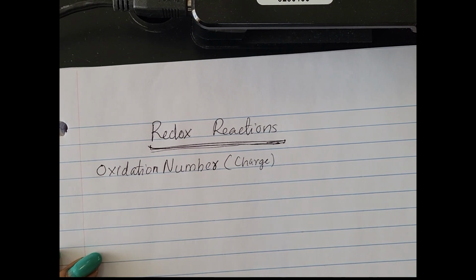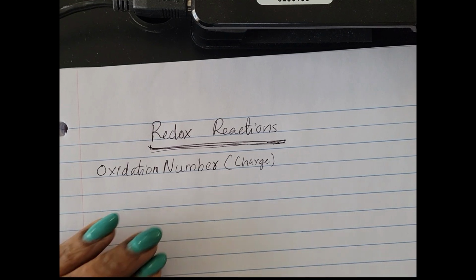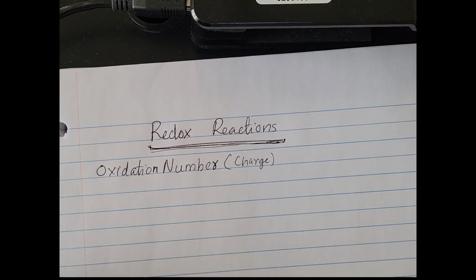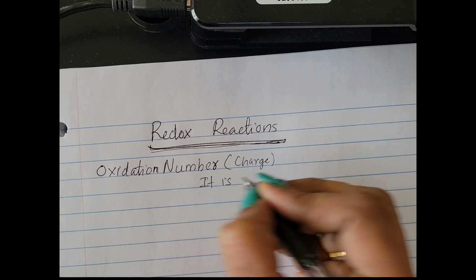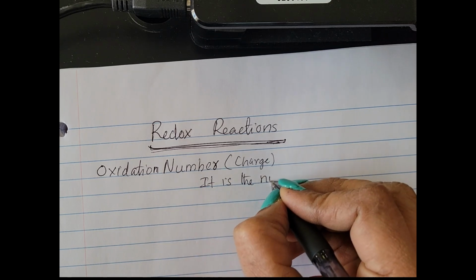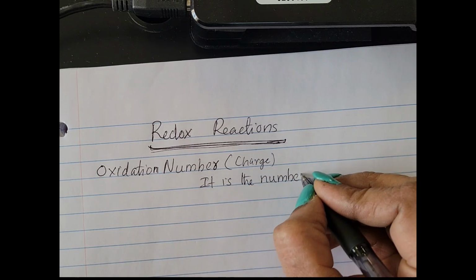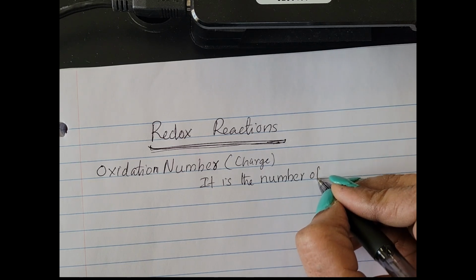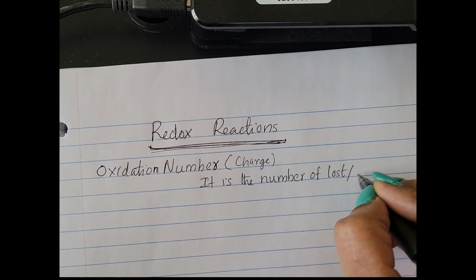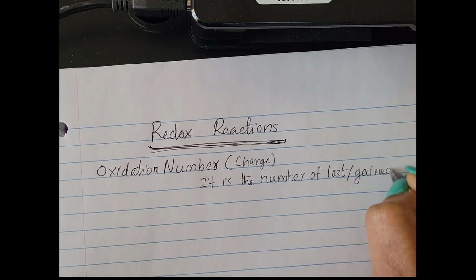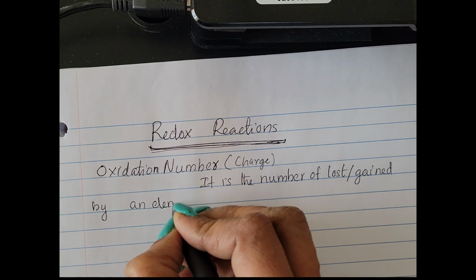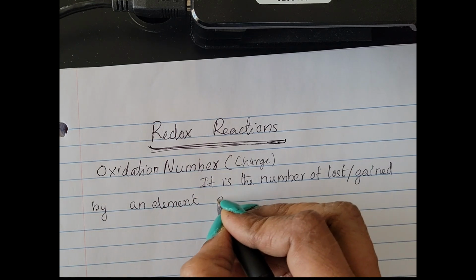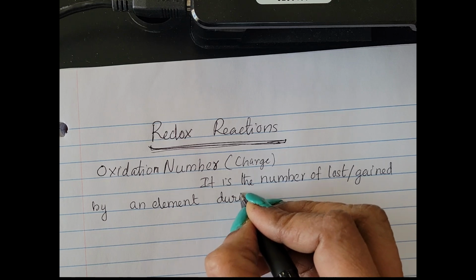Okay, oxidation number means it is the number of electrons lost or gained during a reaction. Write that. It is the number of electrons lost or gained by an element when they react.